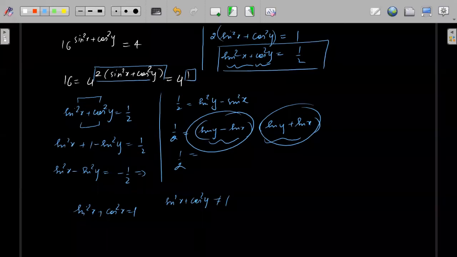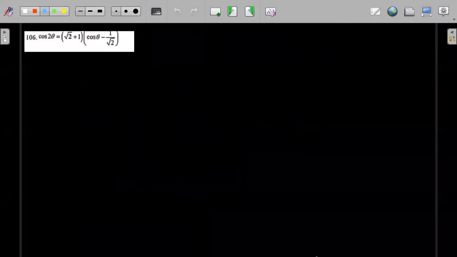So just copy this one. Next, try this one. This is also a simple question. Many of you have asked. So just copy this one also. Try to solve it.